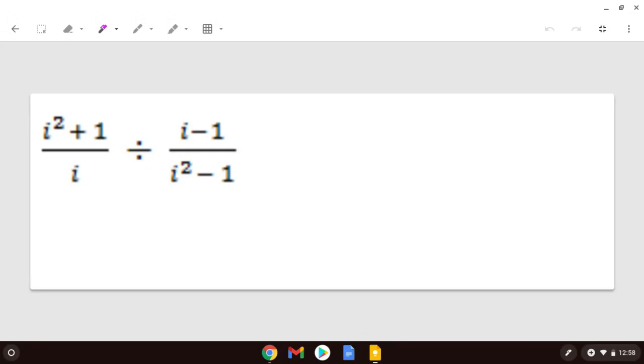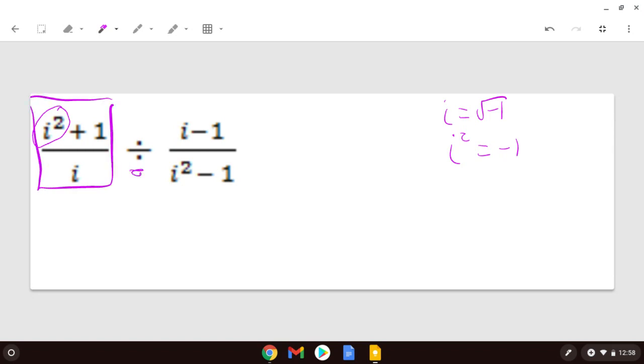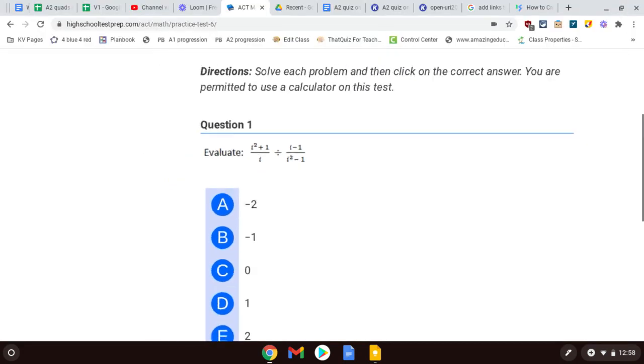So this first one, it's imaginary numbers. The thing you need to remember about imaginary numbers is that i is equal to the square root of -1. But the more important thing you need for this problem is that i squared is equal to -1. So this i squared is really a -1. That's almost all you need to know for this problem. You've got this fraction divided by this other fraction, and once you simplify this, I think you're going to be good to go for this problem.